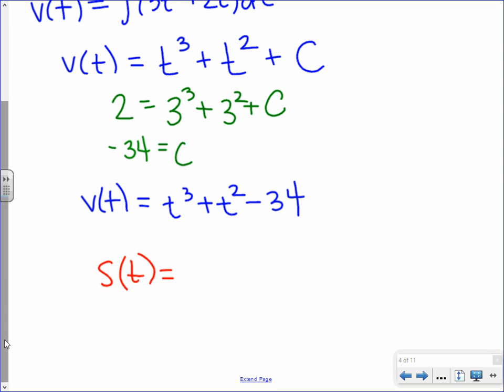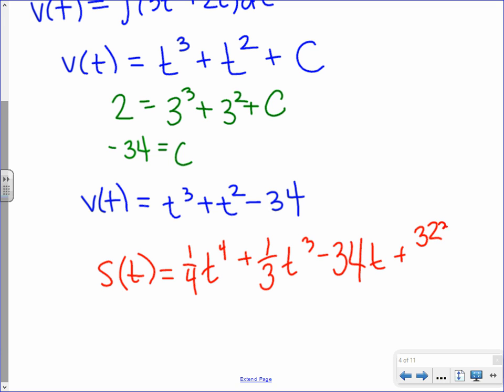All right, Cole Smith, what's your position function? 1/4 t to the fourth plus 1/3 t cubed minus 34t plus 323/4, which as a decimal is 80.75. Okay, either way would be acceptable, whether it's a fraction or decimal. All right.